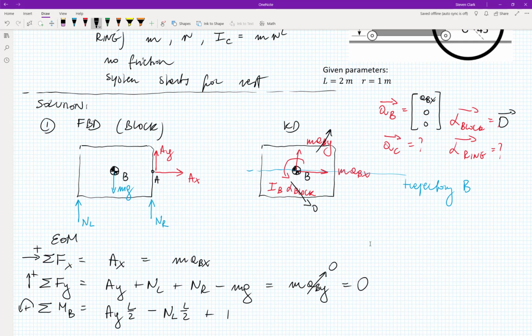And now NR times L half, and it rotates in a positive direction. And this is equal to IB alpha block. But again, you guys told me that this is 0, so that entire equation will be equal to 0. Okay, we are done with FBD and EOM for the block. Now let's focus on the other body.